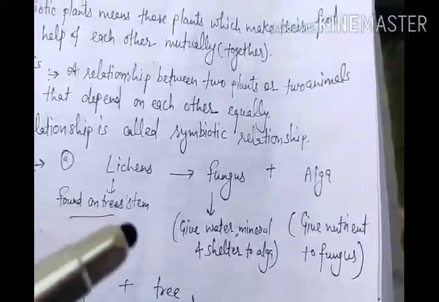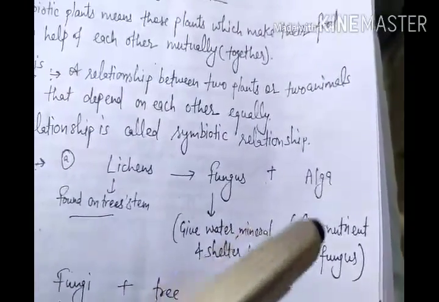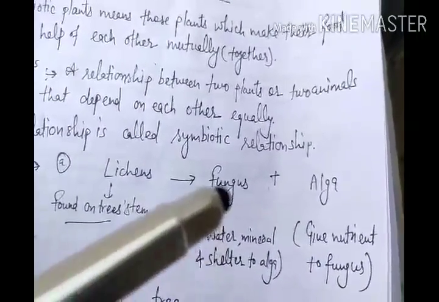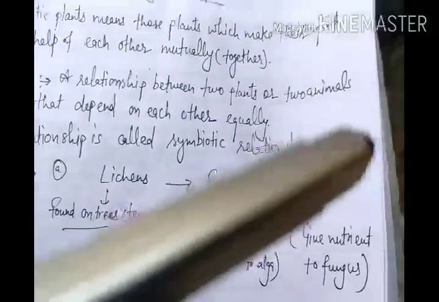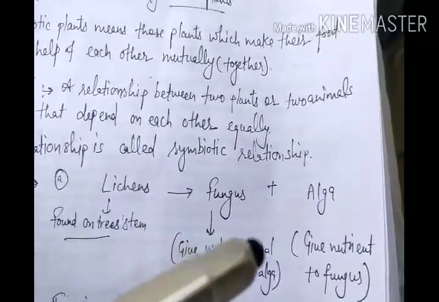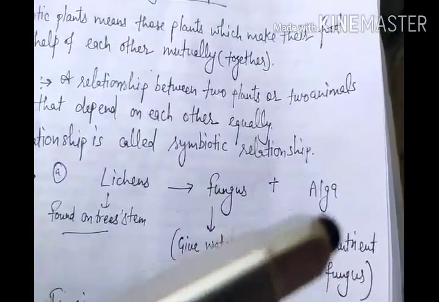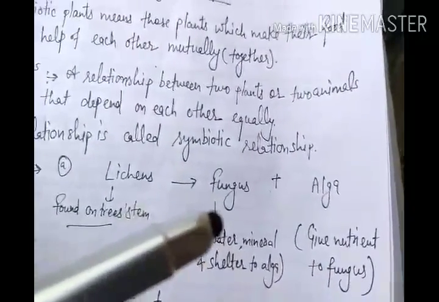Fungus gives water, minerals, and shelter to the alga. That means the fungus has water, the fungus has minerals, and the fungus also has space, so that the alga can live in it. And the alga in return, what will it give? The alga will give nutrients to the fungus to grow.